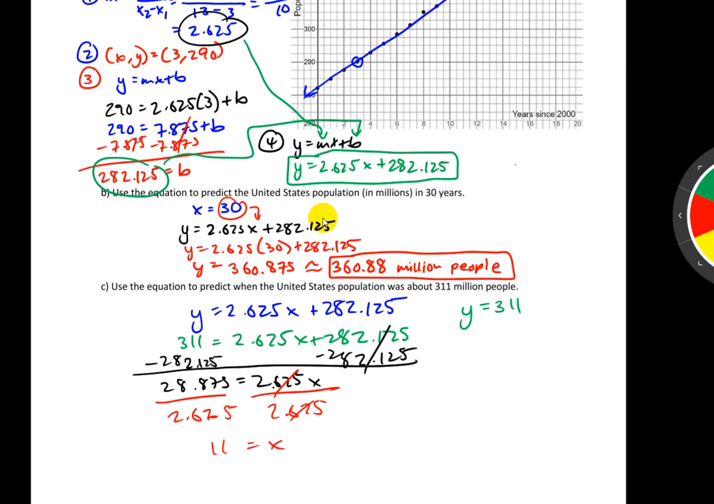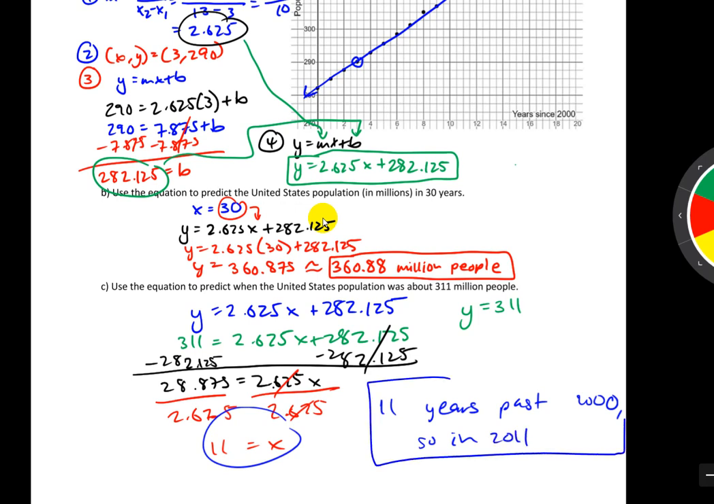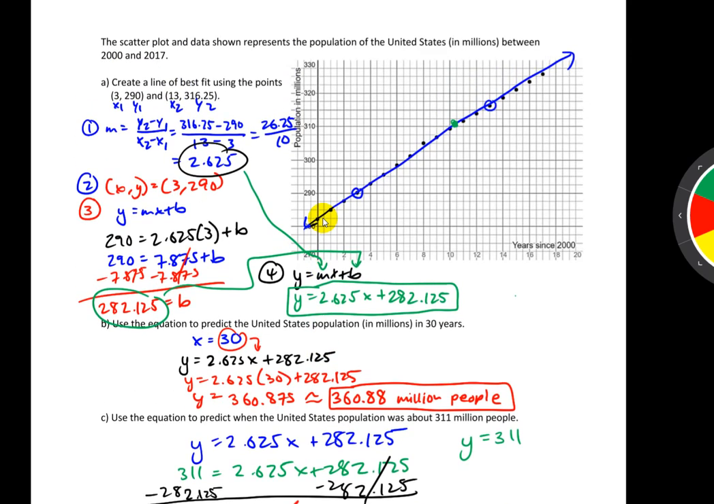So to predict when the United States was about 311 million people, that says after 11 years. In other words, you could say 11 years past the year 2000, so technically in 2011. If you want to be very specific, you could write this, or 11 years, that works too. Let's see, is that about our... Okay, 11 years is actually here. Well, yeah, about close enough. Maybe I wasn't very good with the accuracy, but somewhere around that ballpark, and that's fine.